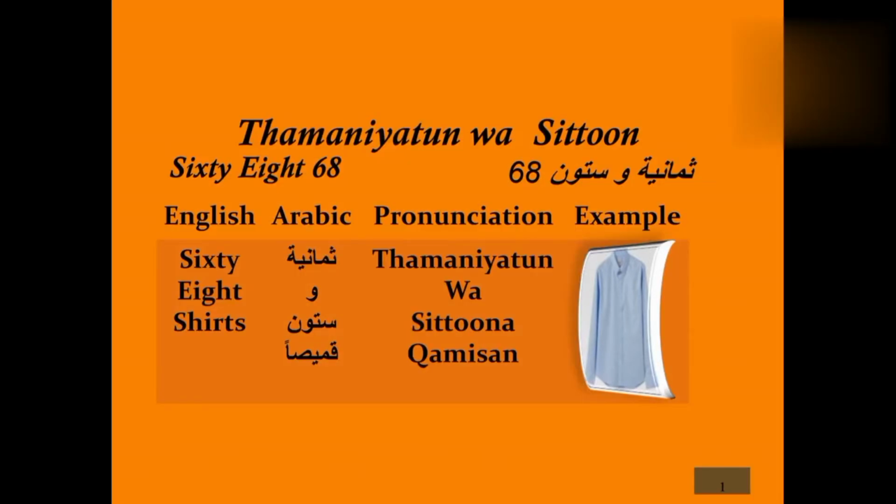Now see 68 number. For 68 number we use in Arabic Thamaniyatun wa Sittoon. Thamaniyatun wa Sittoon means 68. So see the example. 68 shirts. For 68 shirts we can say in Arabic Thamaniyatun wa Sittuna qamisan.